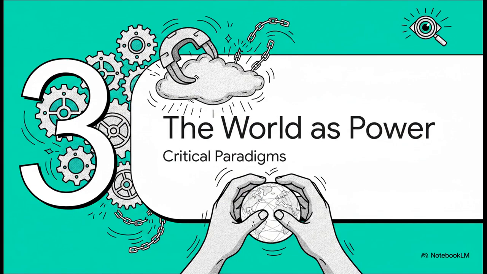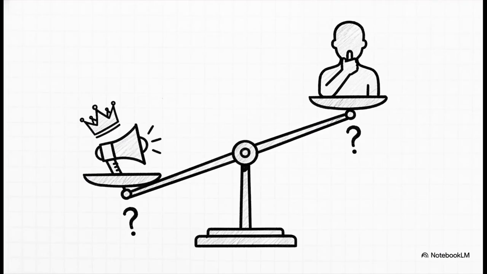Now, our third paradigm kind of builds on this idea. Critical theorists would agree that reality is constructed, but they add one crucial layer: power. They argue that it's just not enough to understand how meaning is made. We have to interrogate the power structures that shape that meaning in the first place. For critical theorists, knowledge is fundamentally political.